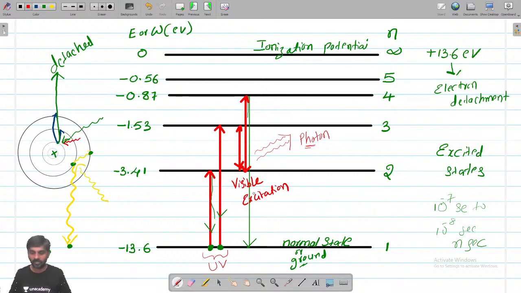If the electron in the third level is exciting, it may go to the fifth level. It may go to the fourth level also, or it can come back. So this excitation is nothing but IR. This is called infrared radiation.